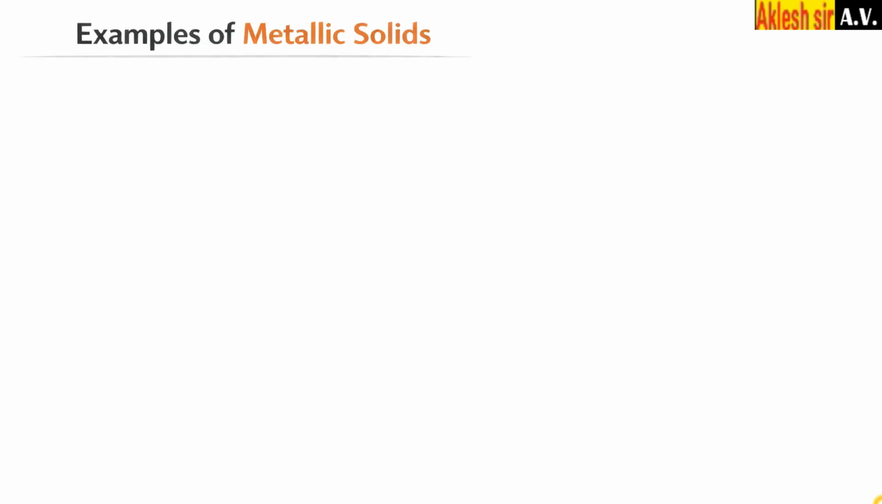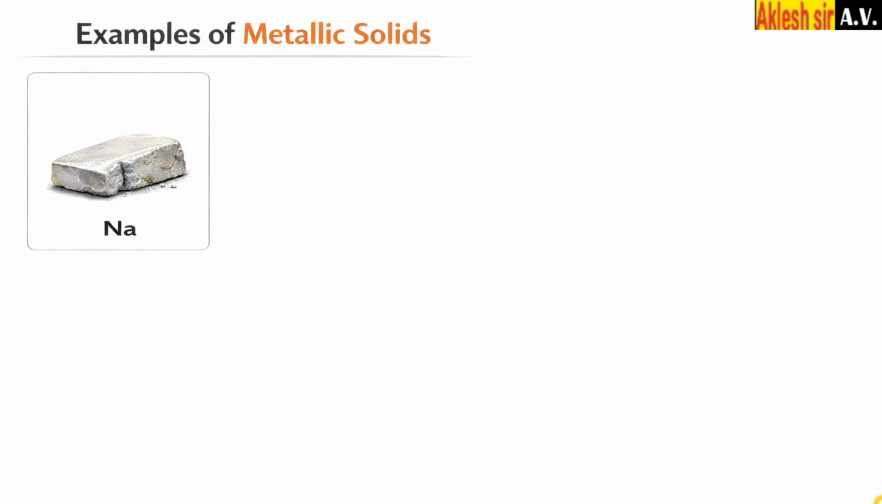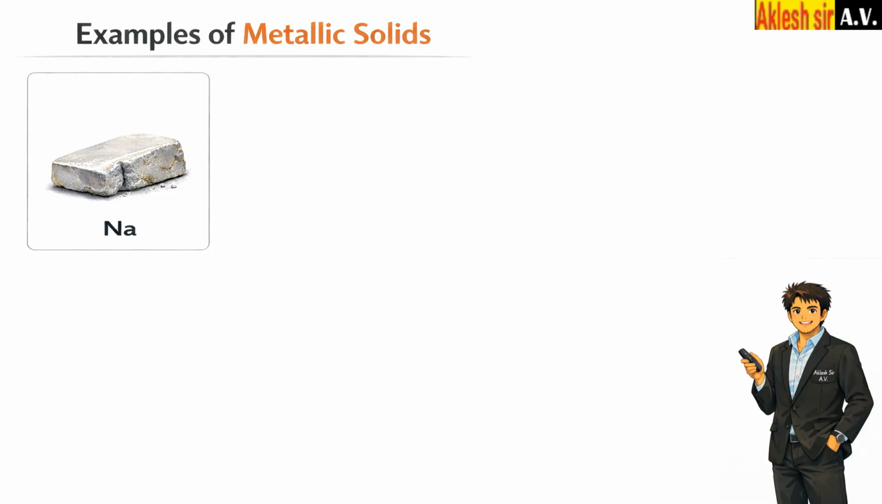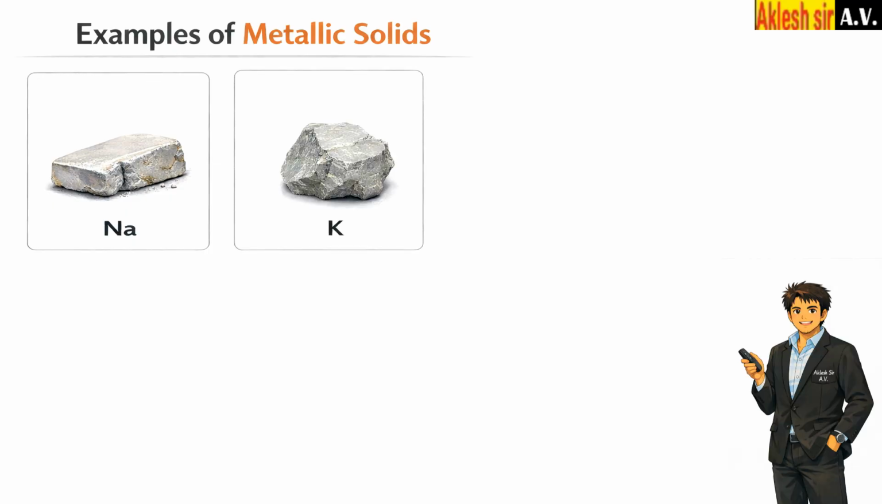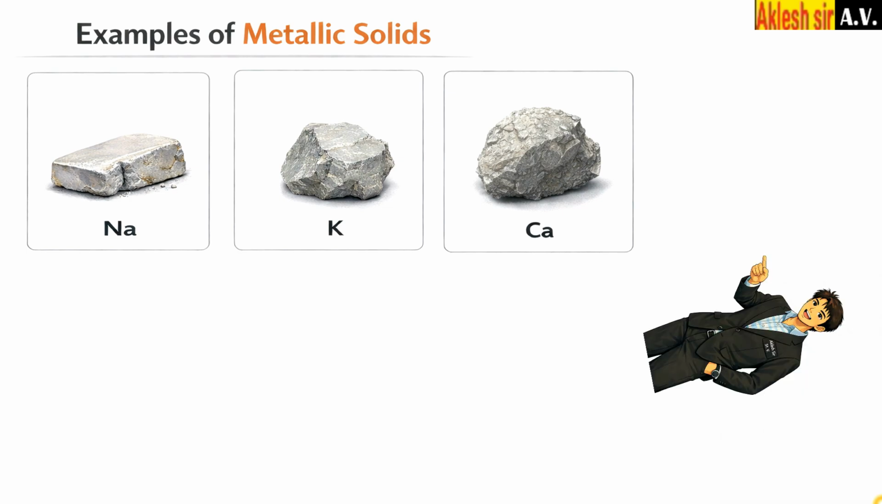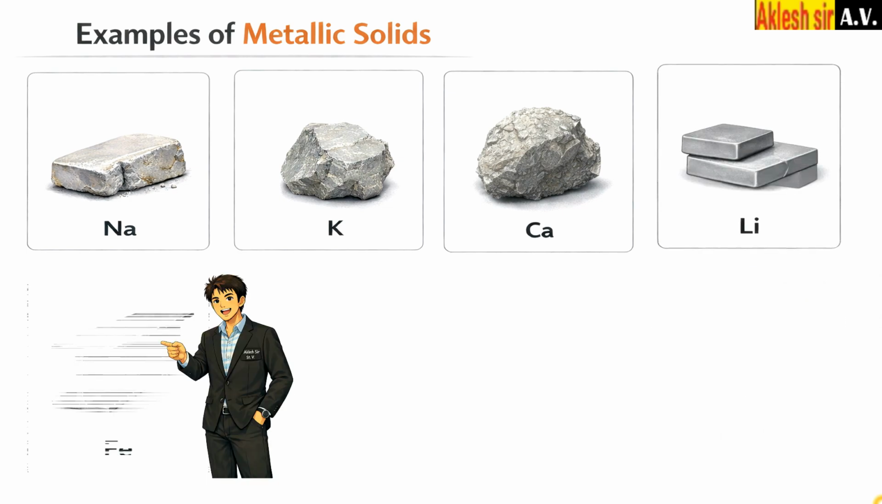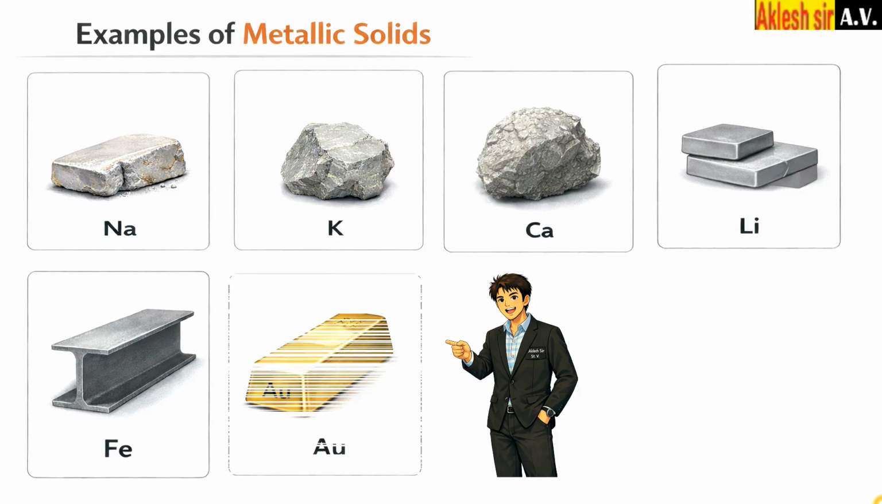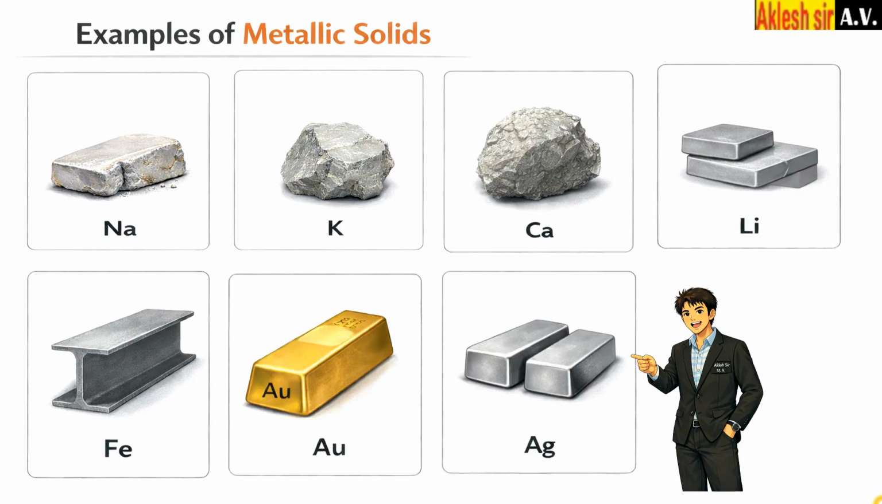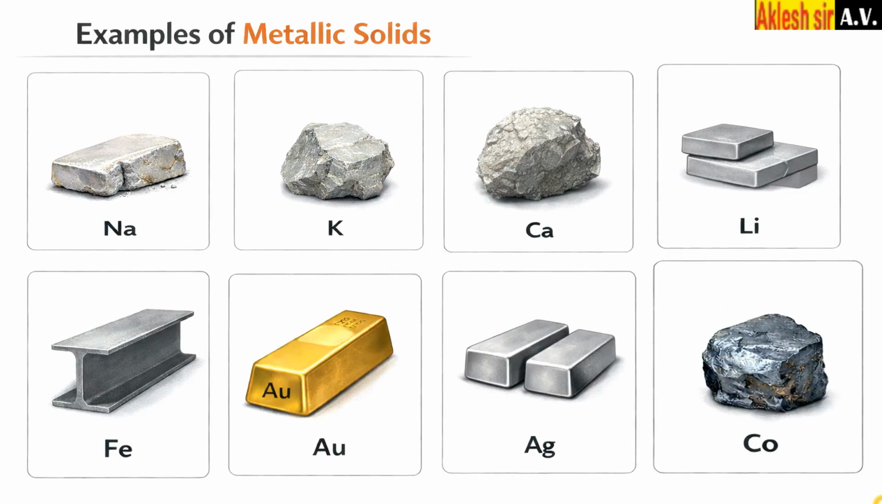Examples of metallic solids: metals such as sodium Na, potassium K, calcium Ca, lithium Li, iron Fe, gold Au, silver Ag, cobalt Co, etc.